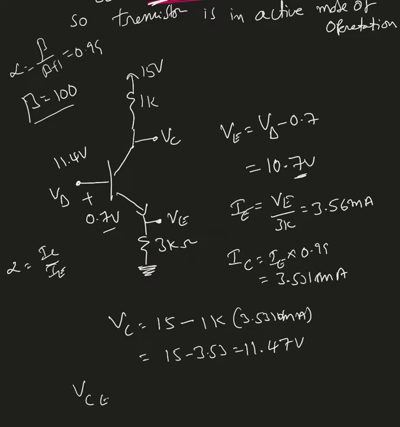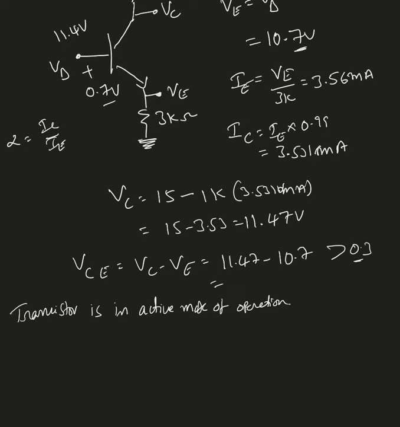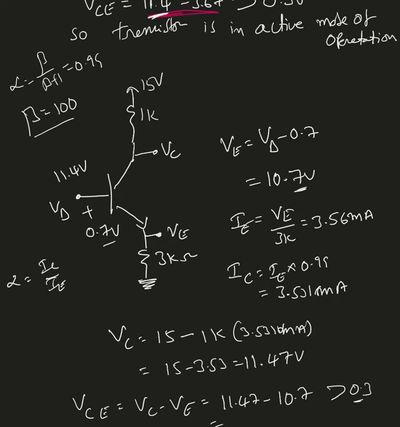So I know VC and VE. So VCE must be VC minus VE. VC is 11.47 minus VE, which is 10.7. So definitely this value is greater than 0.3 volt, so definitely this is an active mode of operation. Now we found the VC2 of the second transistor by assuming the voltage at VB is 11.4 volts.